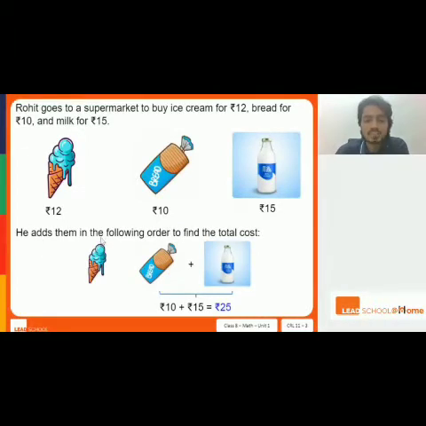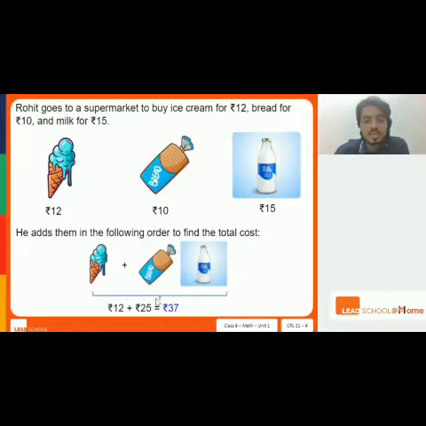Now he adds them in the following order to find the total cost. He first adds the cost of the milk and the bread, that is 15 plus 10 is equal to rupees 25. Then to this he adds the cost of ice cream, which is rupees 12. So rupees 12 plus rupees 25 is equal to rupees 37. So this is the total cost.